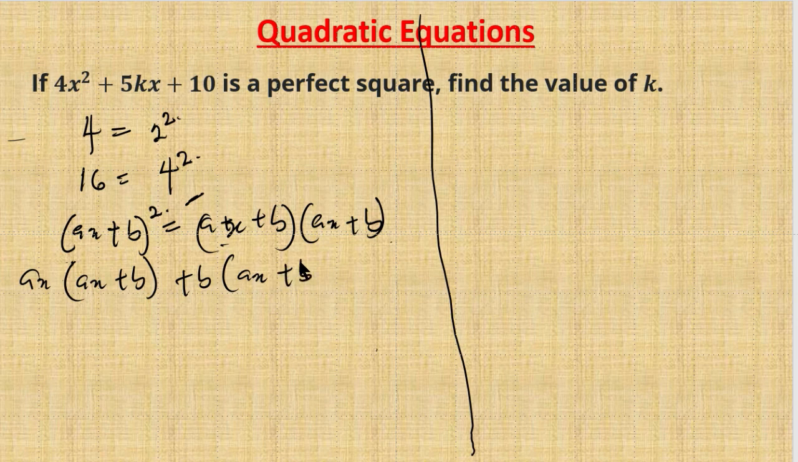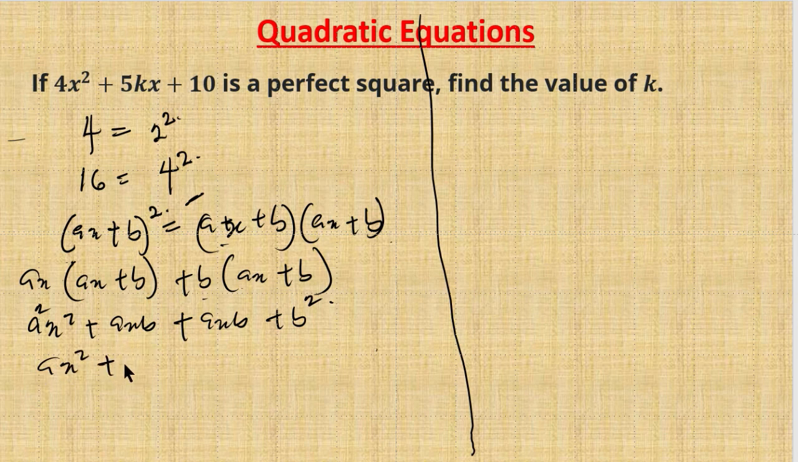into (ax plus b). So this is (ax) all squared, that's a squared x squared, plus axb plus another axb plus b squared. So if I now expand, this is of the form a squared x squared plus 2axb, or rather I want to arrange it properly, 2abx plus b squared. Now for this equation to actually be a perfect square, it should conform to this form.